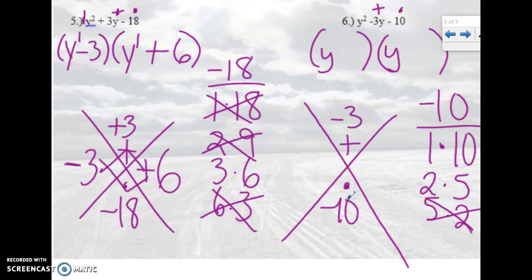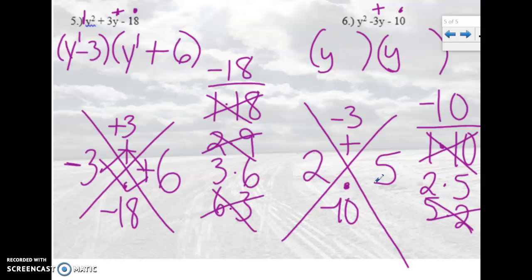So how can we get to 3 when we add but 10 when we multiply? We're good with the multiplying, but think about the adding. If I add 1 and 10, I could get 11. If I subtract them, I could get 9. So, not going to work. But the 2 and the 5, yes, that's going to get what we want.